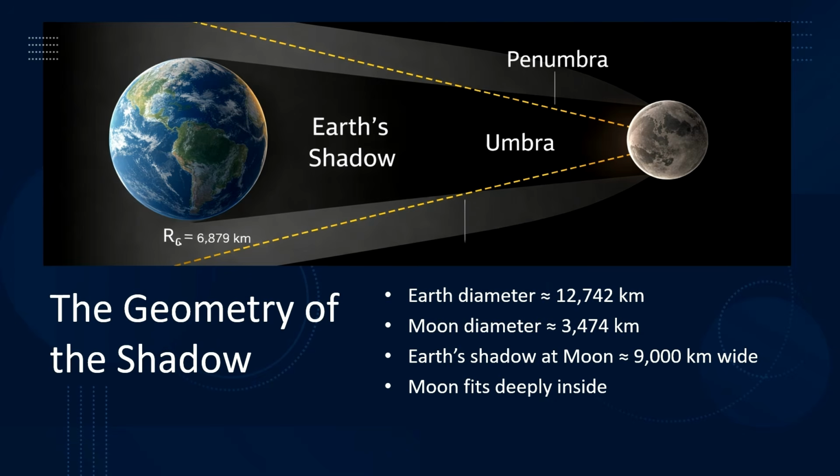At the moon's distance, Earth's shadow is roughly 9,000 kilometers wide. The moon's diameter is about 3,474 kilometers. That means Earth's shadow is more than twice as wide as the moon. Because of this, the moon can pass deeply into the umbra, which is why total lunar eclipses can last over an hour.